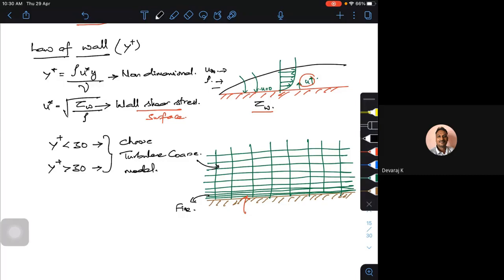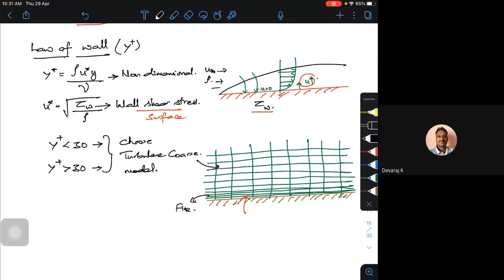A ballpark number is around less than 10. Around 10, if you're able to stick to it, I can use the k omega or k epsilon turbulence model. If the y plus is slightly more than 10 or 15, then beyond that I'll go with the k omega model. Stick to the k omega model and we'll try to do that. That clear?